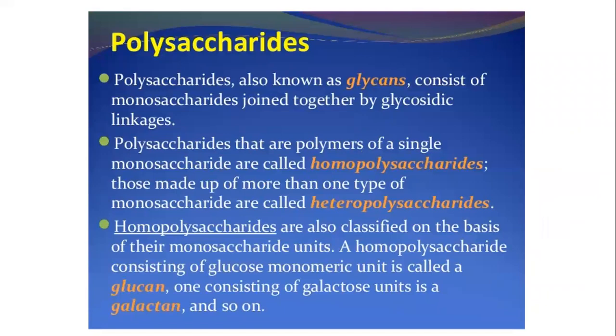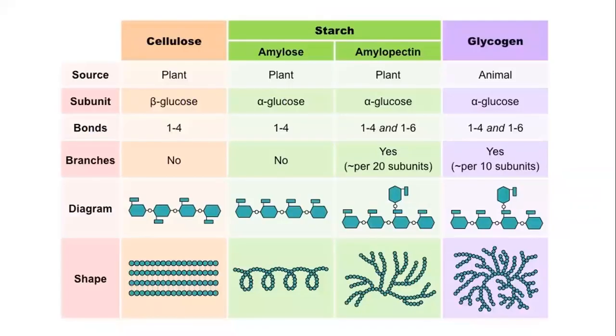The homopolysaccharides are also classified on the basis of their monosaccharide units. A homopolysaccharide consisting of glucose monomeric units is called a glucan, or one consisting of galactose units is known as a galactan, and so on. Basically, there are three main categories of polysaccharide present in nature. These are cellulose, starch, and glycogen. In animals, glycogen is found, and the rest of the polysaccharides are found in the plant system.